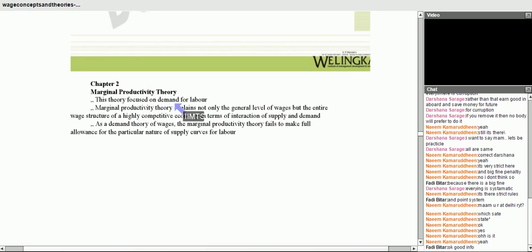Then next is the marginal productivity theory. Darshana, this marginal productivity concept is the same as what we have done previously. Naeem and Fadi, you might not know about it.